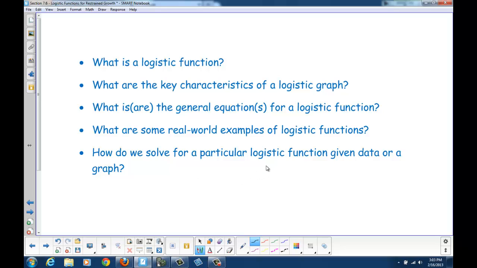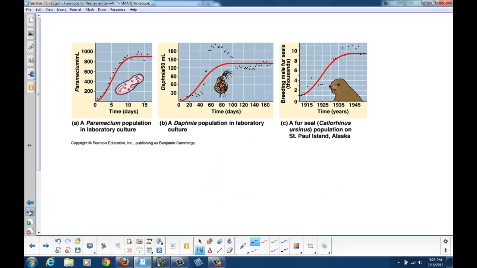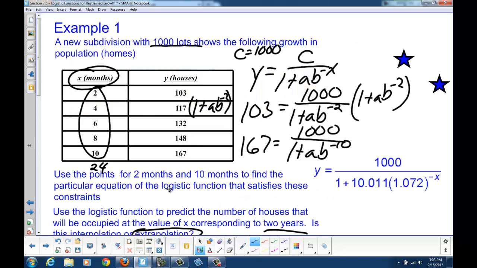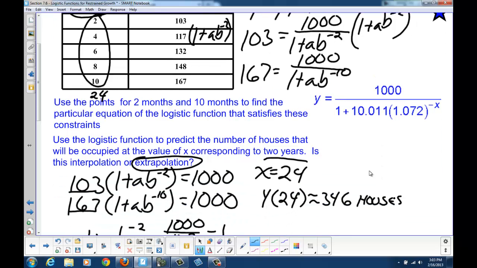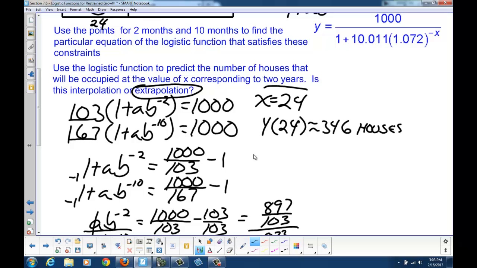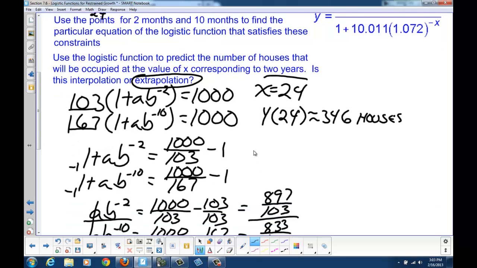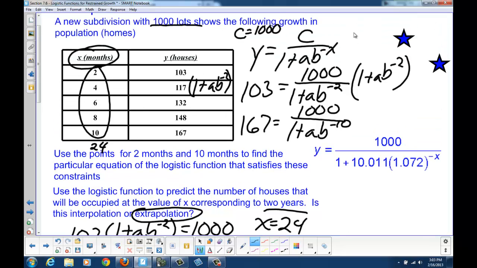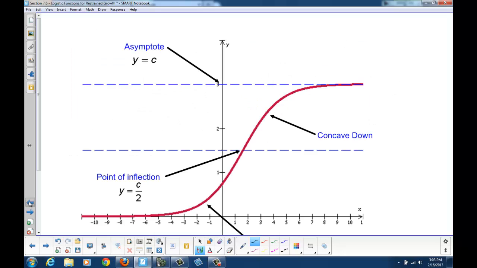Finally, how do we solve for a particular logistic function given data or a graph? Well, we're going to need 2 distinct points and a value for the upper bound, the C value, to allow us to come up with a specific equation. We'll take the same approach we did in the past, where we plug in our 2 data points and solve for our 2 unknowns. Here we do have to take the extra step of removing our unknowns from the denominator before we can attempt any substitution or elimination.